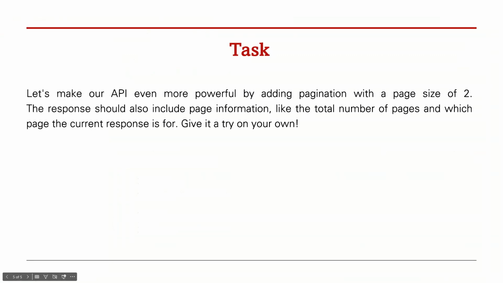Let's make our API even more powerful by adding pagination with a page size of 2. The response should also include page information, like the total number of pages and which page the current response is for. Give it a try on your own. We'll dive into the details and discuss how to implement this in the next video.